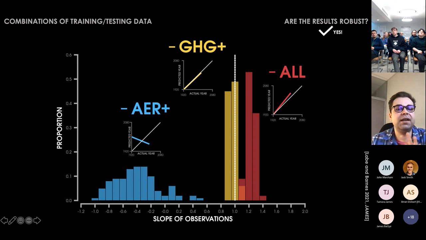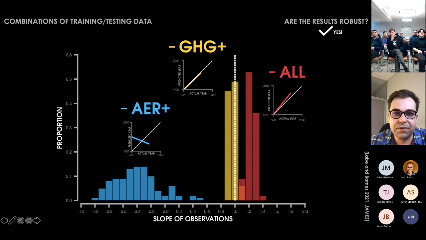You can create these nice histograms of the predictions. And so what we basically see here, still after looking at all these different neural networks, is that the predictions for the observations for the one where we hold aerosols constant, the GHG, consistently is closest to the one-to-one line for observations, even after all of these different neural networks.